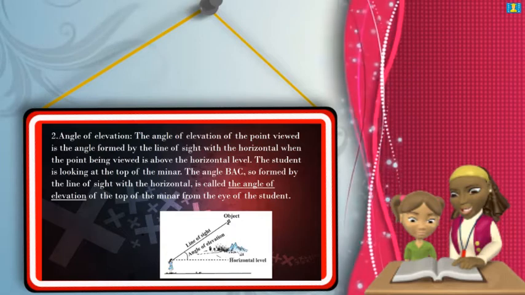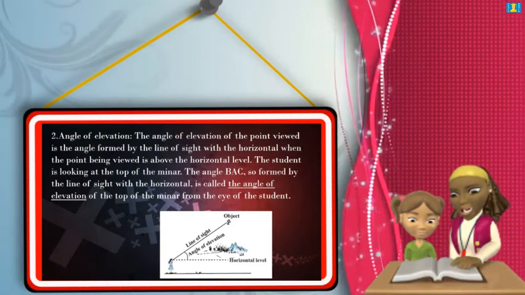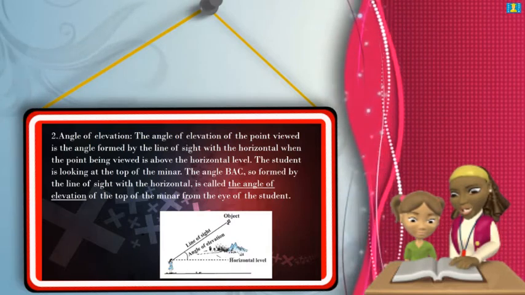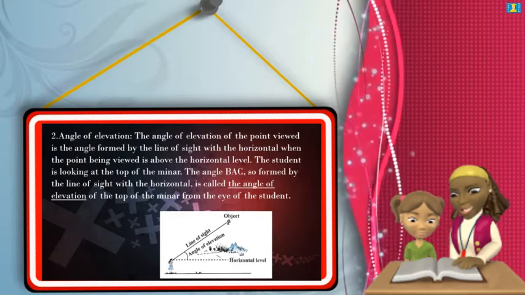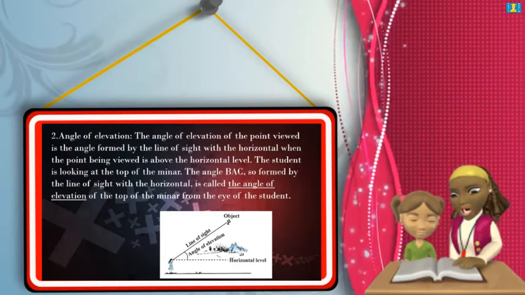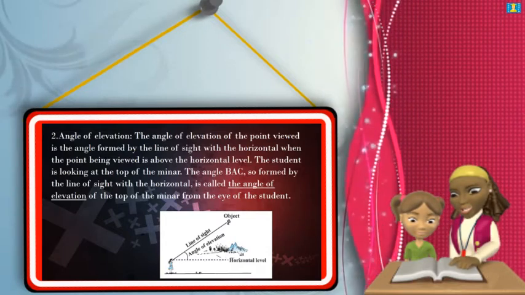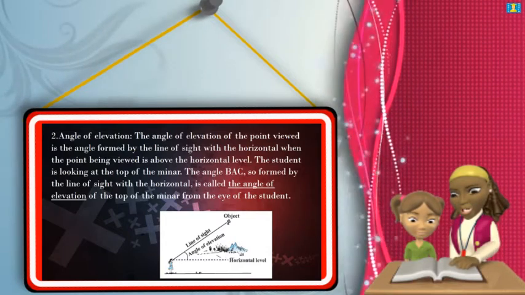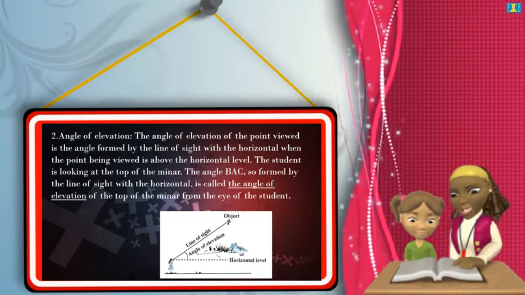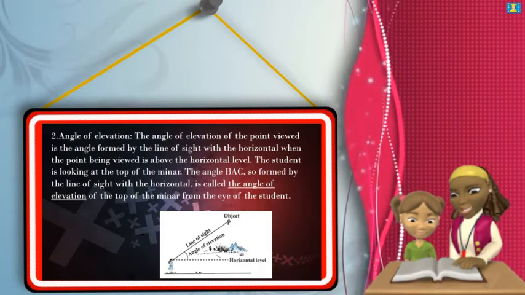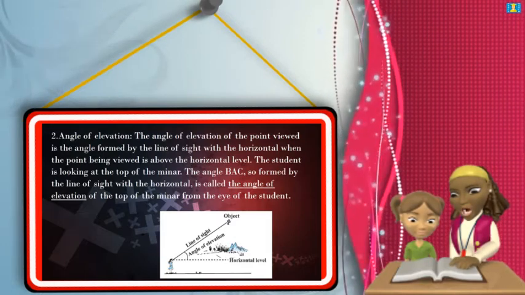Angle of elevation. The angle of elevation of the point viewed is the angle formed by the line of sight with the horizontal when the point being viewed is above the horizontal level. The student is looking at the top of the minar. The angle BAC, so formed by the line of sight with the horizontal, is called the angle of elevation of the top of the minar from the eye of the student.